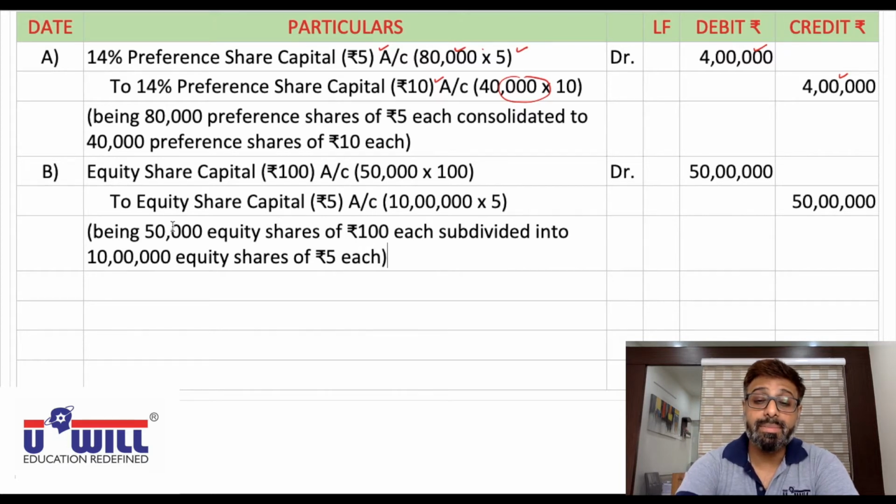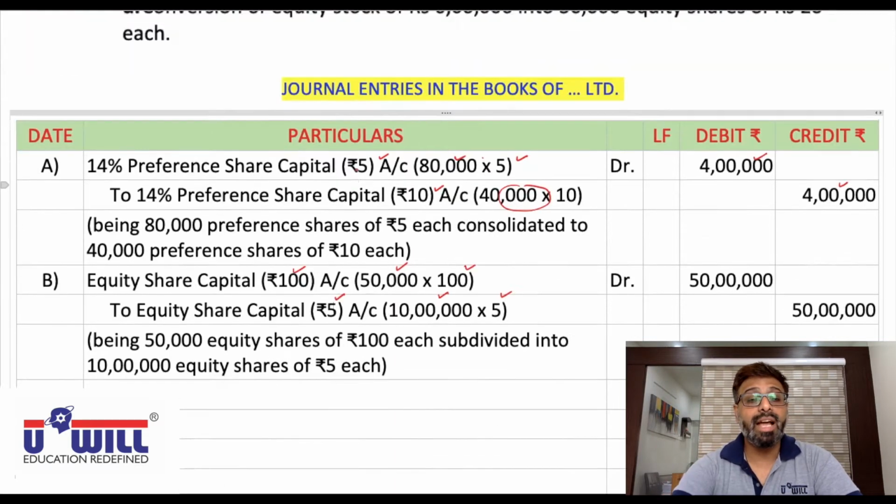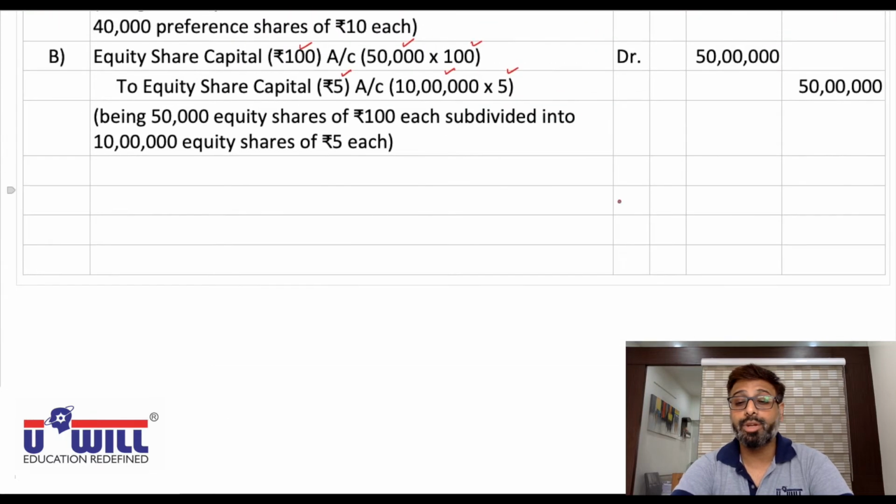So what happens in subdivision? Face value decreases from 100 to 5. Number of shares increases from 50,000 to 10 lakhs. What do you have to remember? Old face value 100 debit, new face value 5 credit. I hope everyone is clear with this portion. Okay.